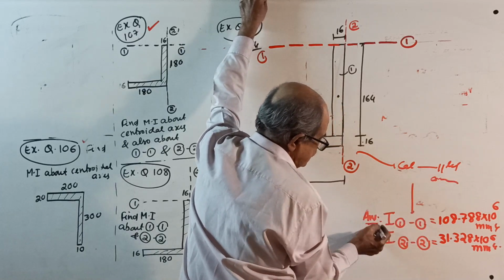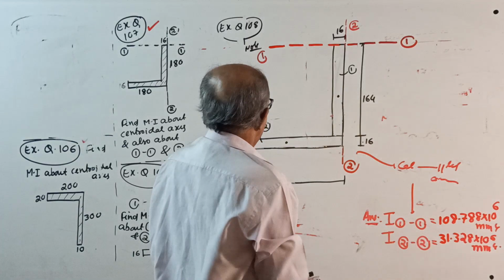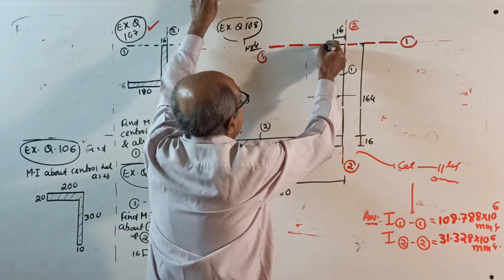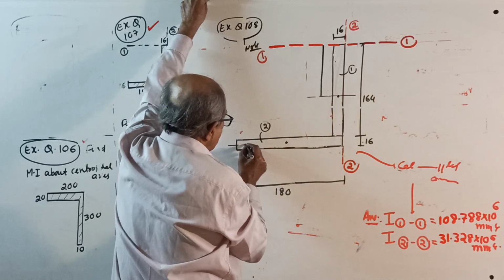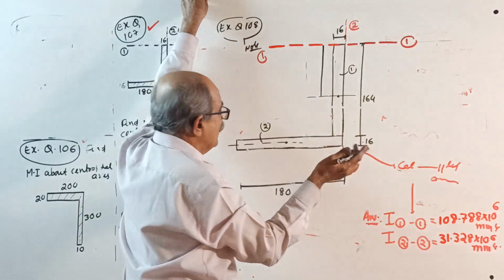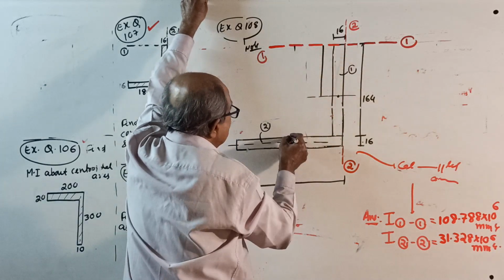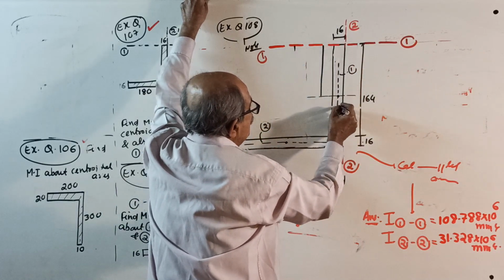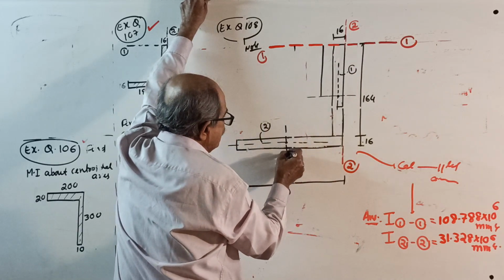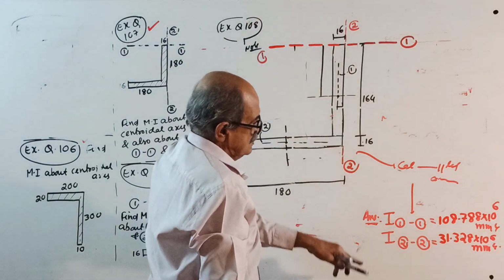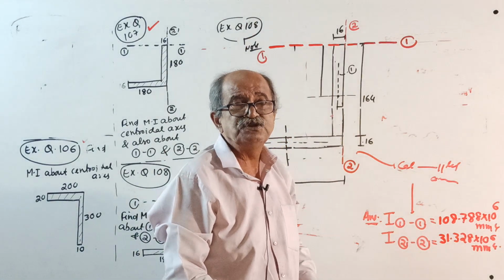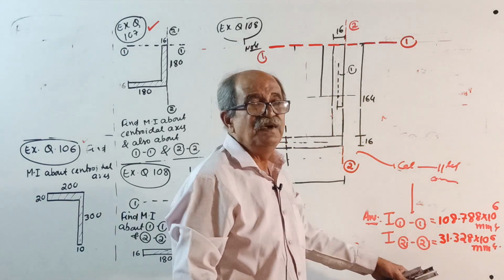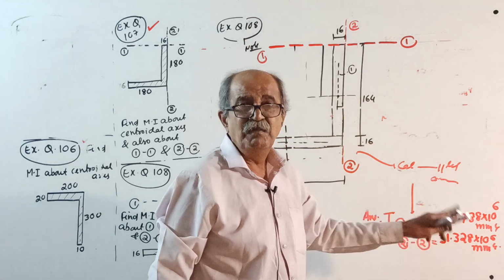Okay, I will give the answer here. See, this answer, clear? I about 1, 1: I about its own centroidal axis plus area into this distance square. I about 2, 2: I about its own centroidal axis plus area into this distance square. Somebody will tell, sir, that answer was for the last question. No, it is for this question also, but it is the same as the last question. I am not bothered to calculate, it will come that much.